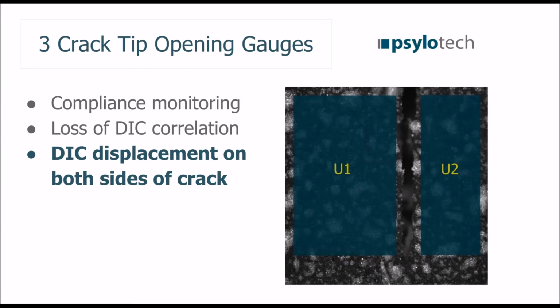I mentioned there's a few different ways to measure the crack tip. We call it crack tip opening gauge. Three of the methods that we can use with our load frame include compliance monitoring of the displacement, and DIC correlation at the crack tip. You'll often see errors in DIC, and this is actually a method used, and it's been published. We didn't use that in this particular study, but what we used was DIC displacement on both sides of the crack. So we had two regions on either side that we were able to look at to get a full field displacement or just a single number for each of these sides.